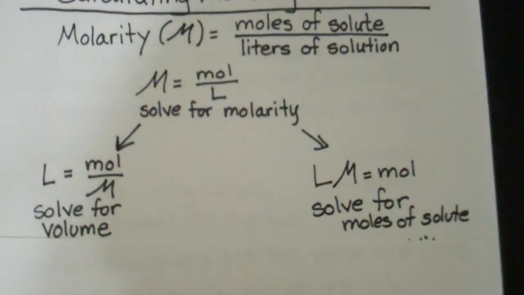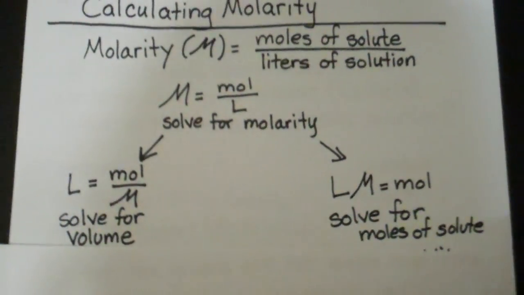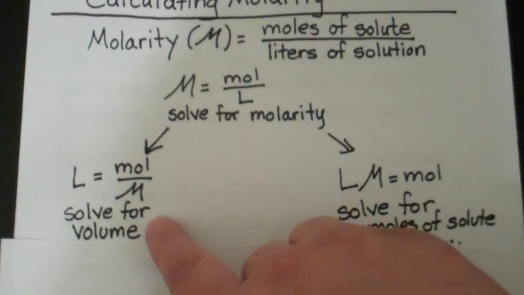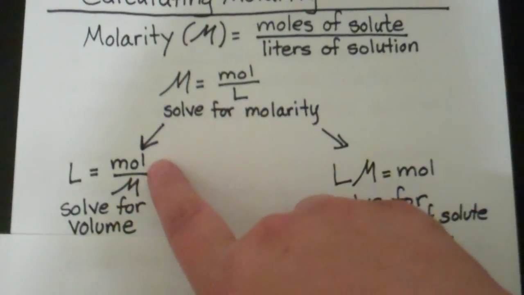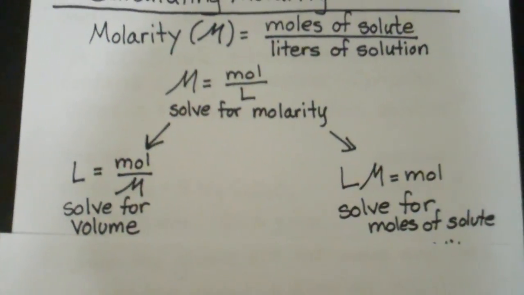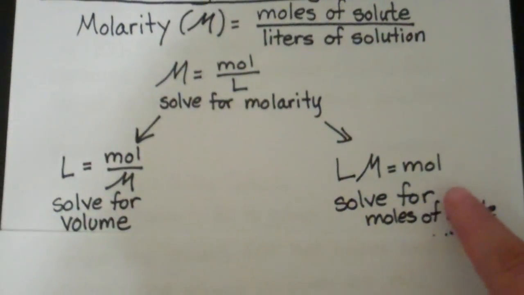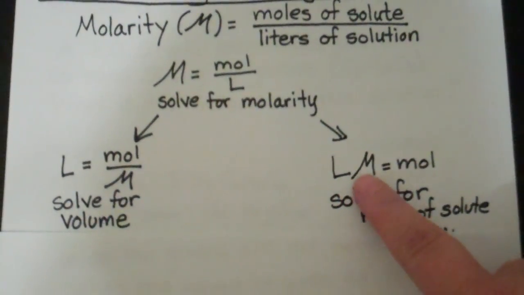You can also rearrange this equation easily if you want to solve for other things. For example, if you need to solve for volume, you can rearrange the equation to say liters equals moles over molarity. Or if you need to solve for the moles of solute, you can rearrange the equation to say moles equals liters times molarity.